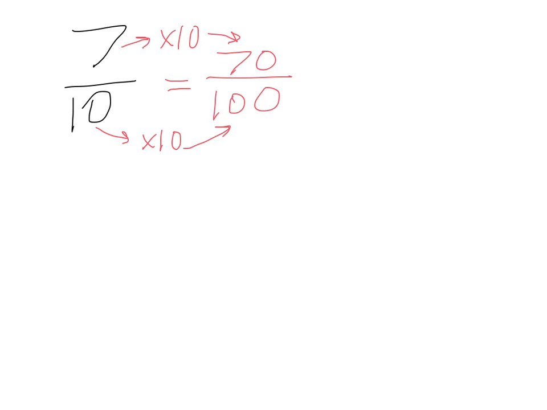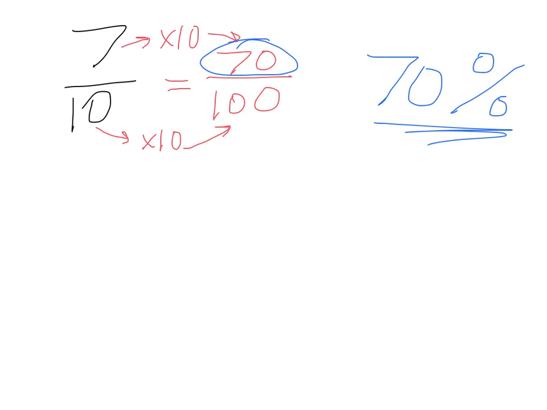And just remember, the numerator is going to be the key for percents and decimals. Let's do the percents because that's the easy one. So we have the numerator being 70. So it just turns into 70%. But in order to do this, your denominator has to be 100. The word percent means out of 100.